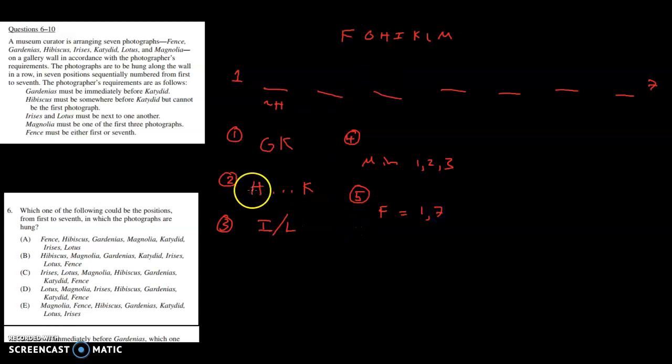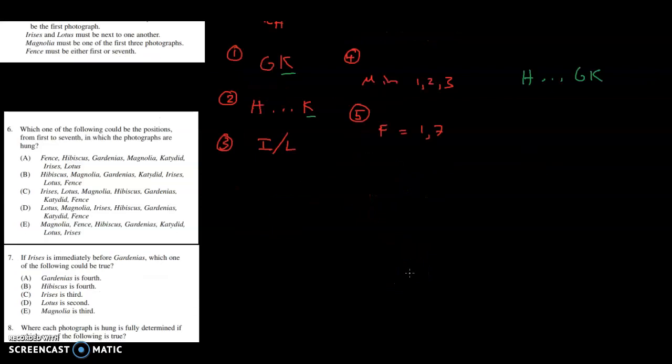Now that we've sketched out the rules, it doesn't look like we can combine rules 1 and 2 together, right? Because K appears in both of them. But it looks like the other rules don't overlap at all, so we have to leave those separate. So it looks like I can do 1 and 2 together. I could say that's H dot dot dot GK. So I have to have a block of minimum 3 in order to put H and G and K to fit these rules. But everything else, I'm not certain about.